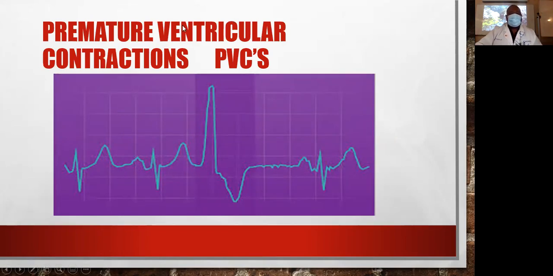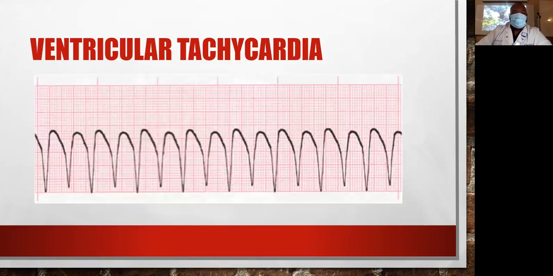PQRST. Now look, QRS came out of nowhere. That's a premature ventricular contraction, also known as a PVC. Not life-threatening unless it's multi, a bunch of them, right? And when it becomes too many of them together, it turns into ventricular tachycardia, VTAC. This is one of your deadly arrhythmias.